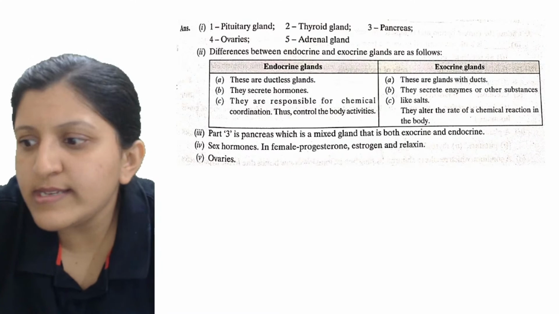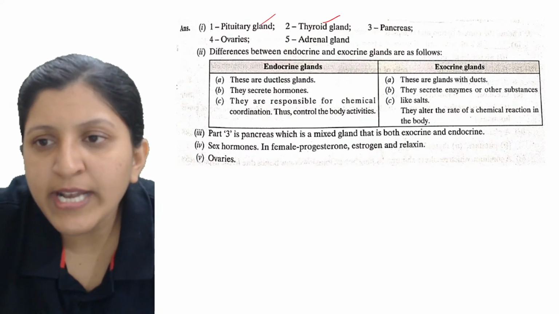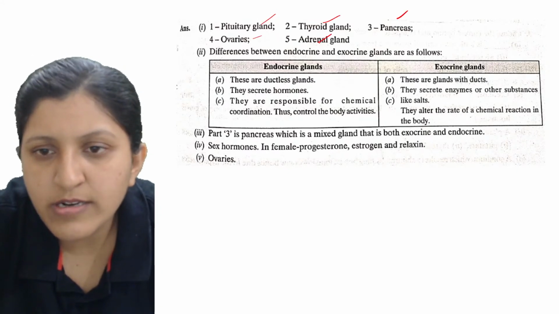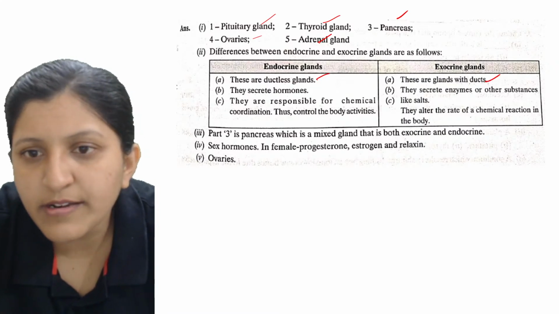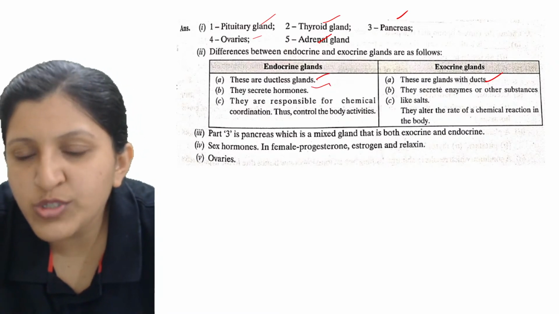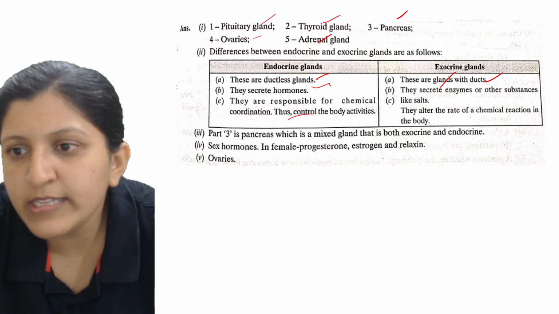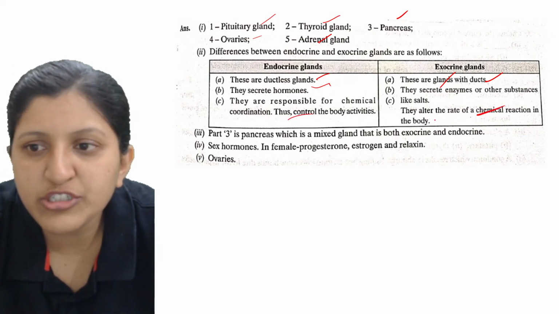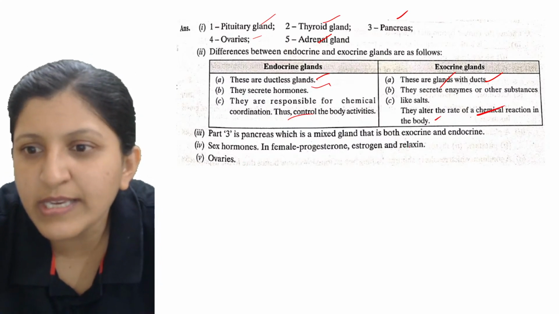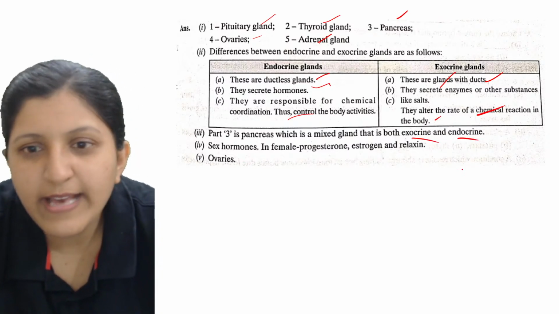You can have a look at this: pituitary gland, thyroid gland, pancreas, ovaries, adrenal glands. These are ductless, these have a duct. They secrete hormones and juices. They are responsible for chemical coordination and they alter the rate of chemical reaction in the body. Part 3 is a mixed gland, exocrine as well as endocrine.